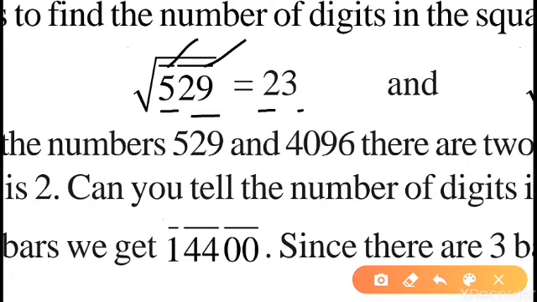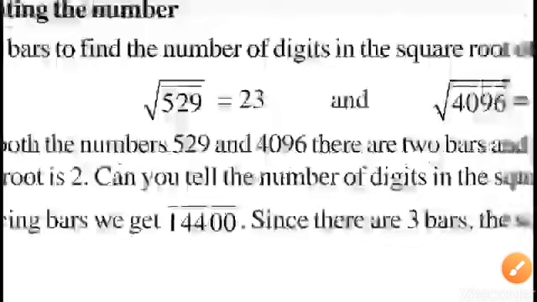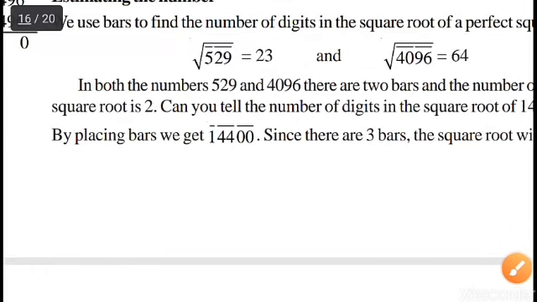Similarly, if we see the number 14,400 and pair it from the back, it is the first pair, the second pair, and one which is single, not in a pair. Although we have three bars, 1, 2 and 3, the square root of this number will contain three digits. So pairing is now clear to you.